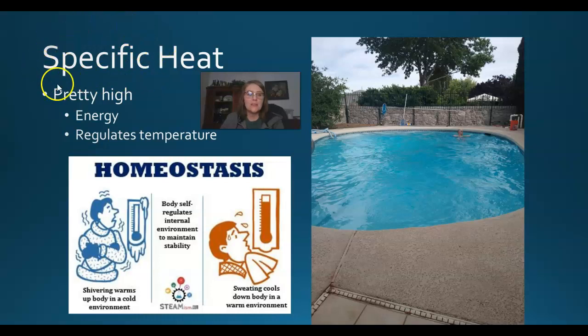And the specific heat for water is pretty high. So specific heat is something I would talk about definitely more in a chemistry class than a biology class. But just know that the specific heat of water is pretty high. And that means two things for life. It means that it takes a lot of energy to heat water up, and it also takes a lot of energy to cool water down. That regulates body temperature and the temperature of our environment around us because a lot of things around us contain water.